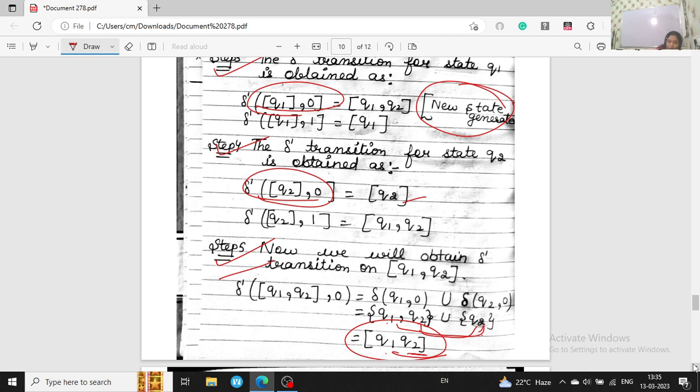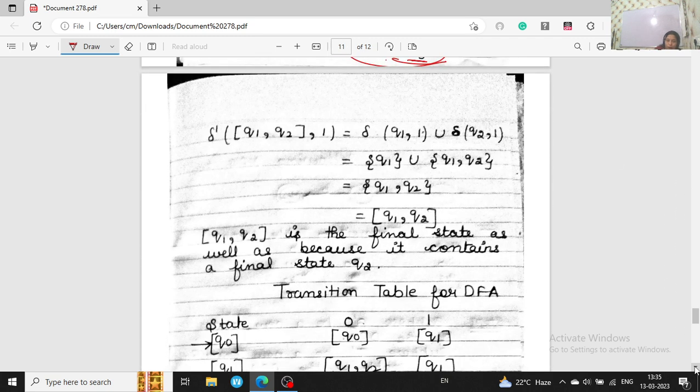Now next, in this Q1, Q2, when it accepts input 1, then we take the union of lambda Q1 comma 1 and lambda Q2 comma 1. Q1's value and Q2's value are Q1 and Q2. You can see it from the table, and finally the union gives Q1 and Q2. Q1, Q2 is the final state, because it contains the final state Q2.